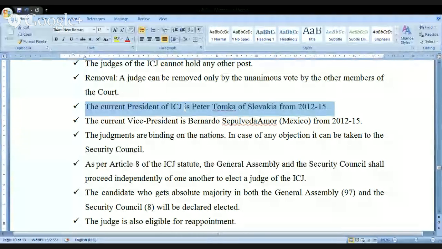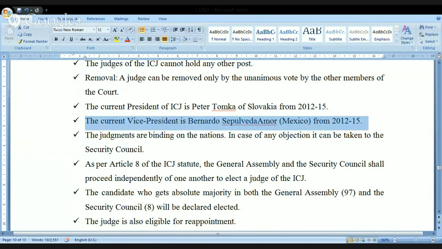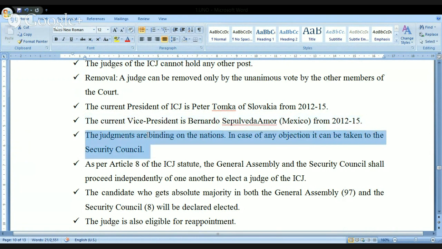Right now, again I'm coming back here. Look at this. I told you already, this gentleman is called the president. He is the chief judge. His designation is the president of the ICJ. Right now it is Mr. Peter Tomka of Slovakia. He started his journey in 2012 and he will be there as the president of the ICJ up to 2015. The current vice president belongs to Mexico, Bernardo Sepulveda Amor. And the judgments are binding on the nations. In the case of any objection, it can be taken to the Security Council.